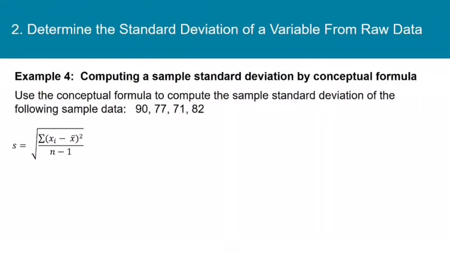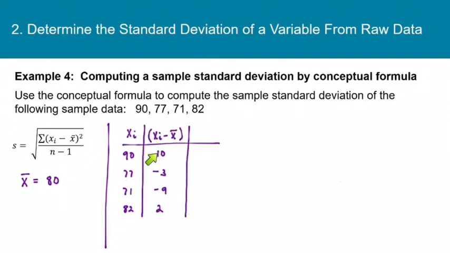And let's do an example together. So reading the formula, we see that the first thing we should do is subtract the mean from each data value. So the first thing you should do is average these four numbers, and you'll see that the sample mean is 80. Okay, now let's list our four numbers, and then according to the formula, the next thing we should do is subtract the sample mean from each of those numbers. So the deviations are 90 minus 80 is 10, 77 minus 80 is negative 3, 71 minus 80 is negative 9, and 82 minus 80 is 2.